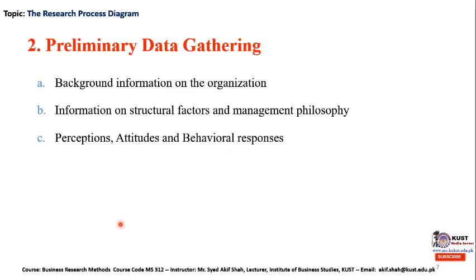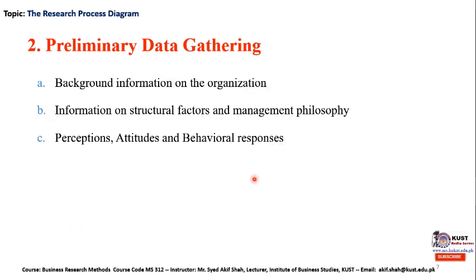As we have discussed some of the broad problem areas, in the next step what the researcher does is to get the preliminary data on the broad problem areas. Like if the research is regarding any specific organization, the preliminary data gathering step involves taking the information about that company. The first point says background information on the organization needs to be collected. Information on the structural factors and the management philosophy of that organization needs to be understood. And third, perceptions, attitude, and behavioral responses of the employees need to be studied.